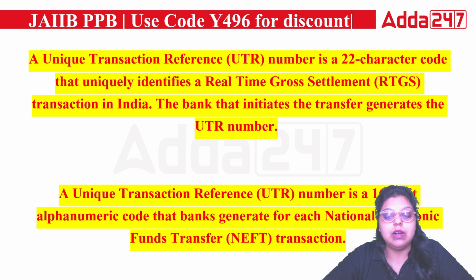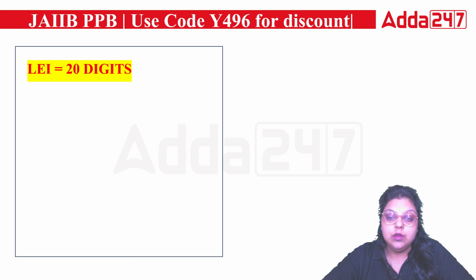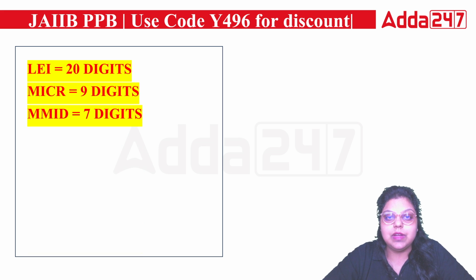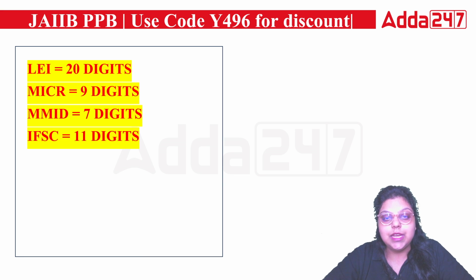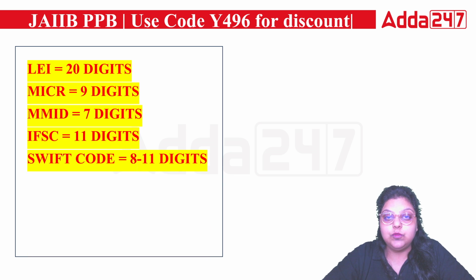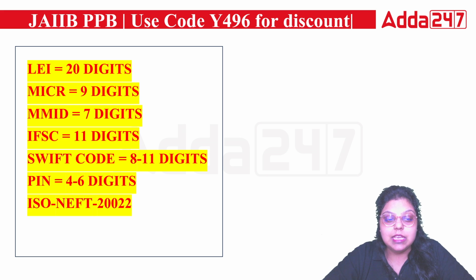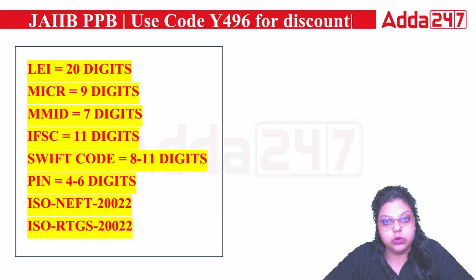Apart from these two, we have other codes also that have to be remembered. First is the Legal Entity Identifier number, which has 20 digits. Second, we have Magnetic Ink Character Recognition, which has 9 digits. Third, we have Mobile Money Identifier, which has 7 digits. Fourth, we have Indian Financial System Code, which has 11 digits. Fifth, we have SWIFT code, that is Society for Worldwide Interbank Financial Telecommunication, which has 8 to 11 digits. Then we have the Personal Identification Number, which covers 4 to 6 digits, and we have ISO NEFT 222, and similarly ISO RTGS 222. So these are certain numbers that have been asked in earlier papers, so do remember all of them as well as their full forms.